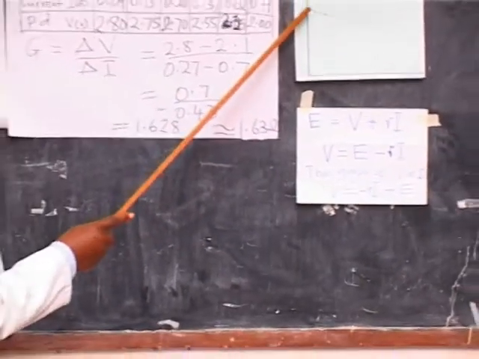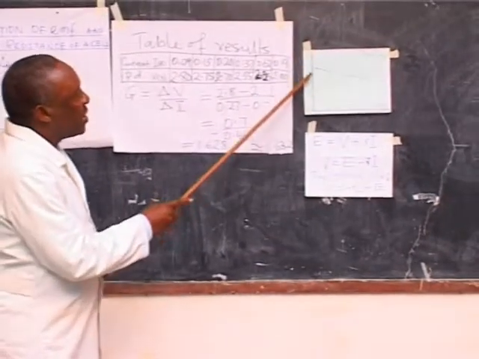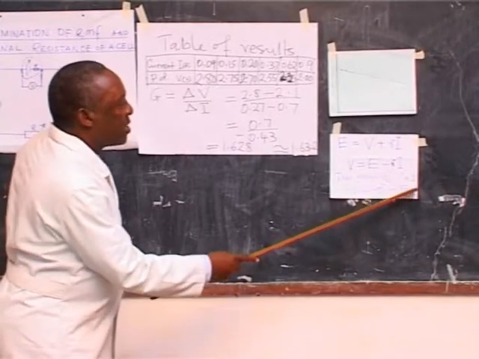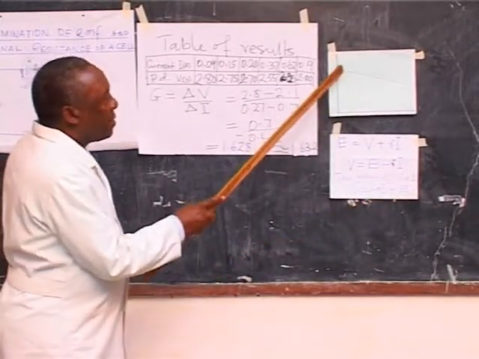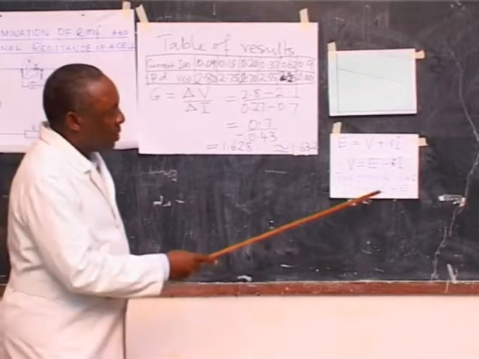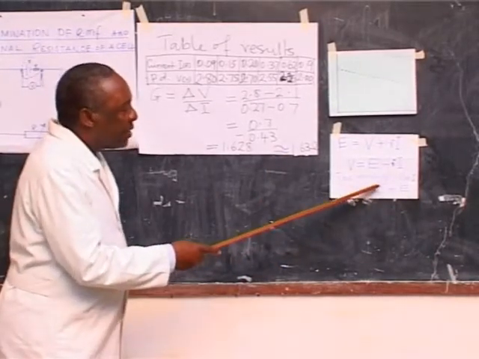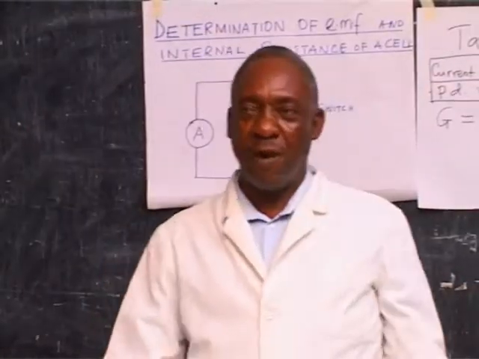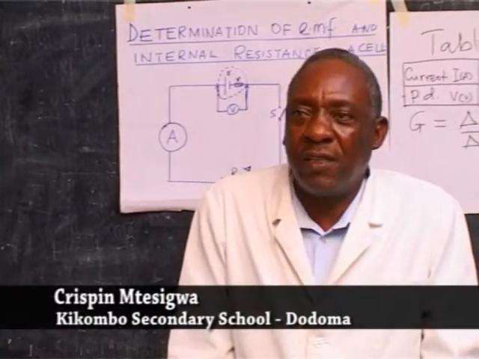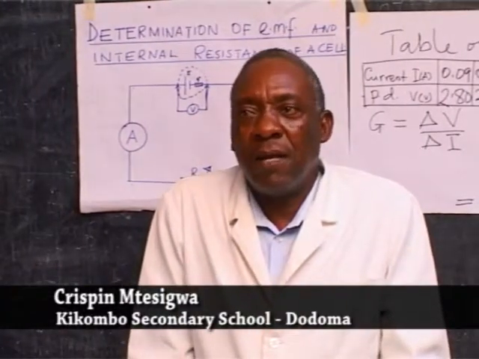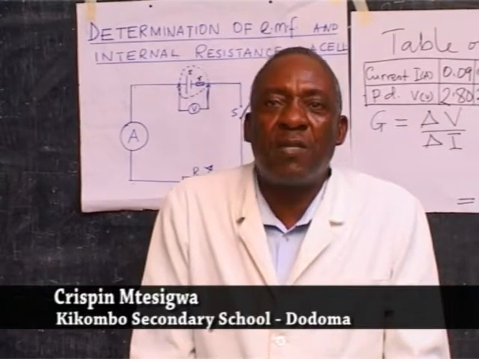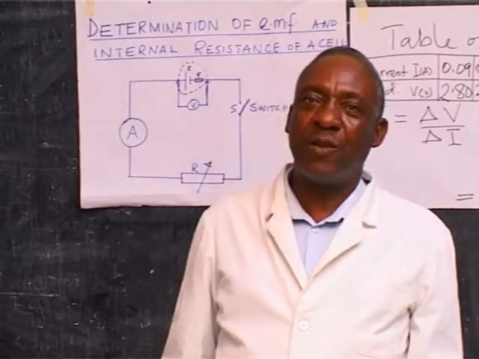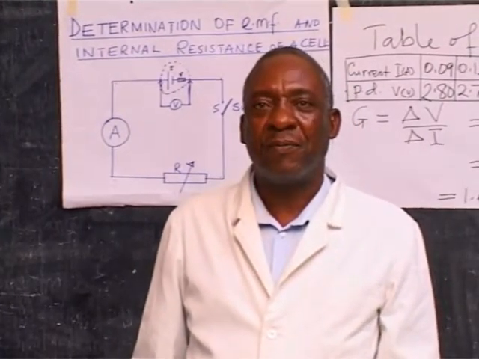Our voltage intercept, the vertical intercept, represents the EMF of the cell, and the slope represents the internal resistance of the circuit. So the EMF is equal to the potential difference and the intercept. This is called the EMF of a cell, while the internal resistance is the slope of the graph.